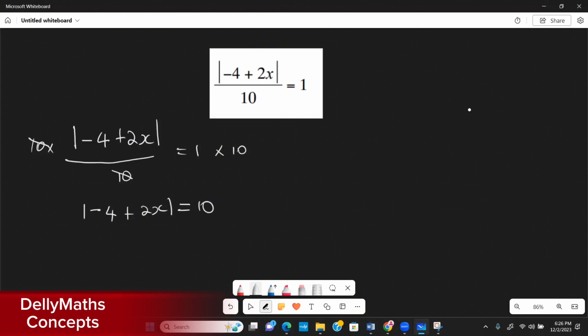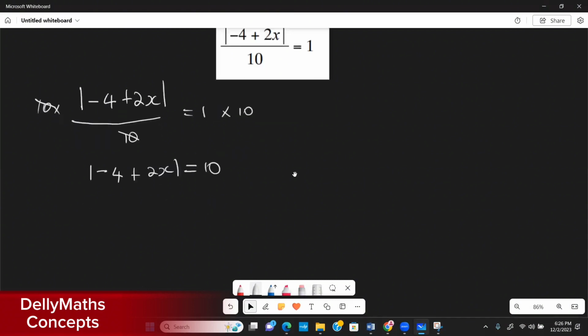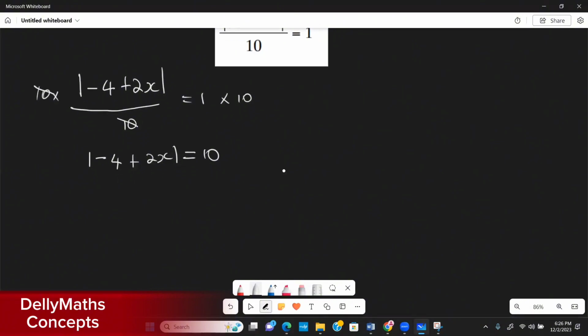Now at this time, because the absolute value is by itself, what we could do now is take whatever is inside, which is -4 plus 2x, and we're going to let that equal 10. This is our first case. So in solving this for x, we're going to add 4 to both sides. 2x is equal to 14. Let's divide both sides by 2. So x is equal to 7. So this is one of our responses, that x is equal to 7.